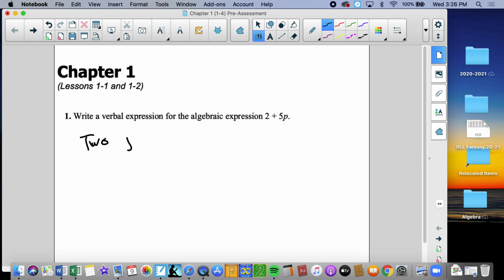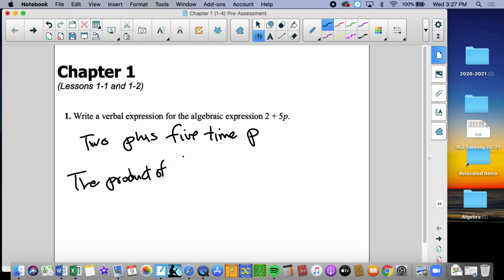2 plus 5 times p. You can also write the product of 5 and p.